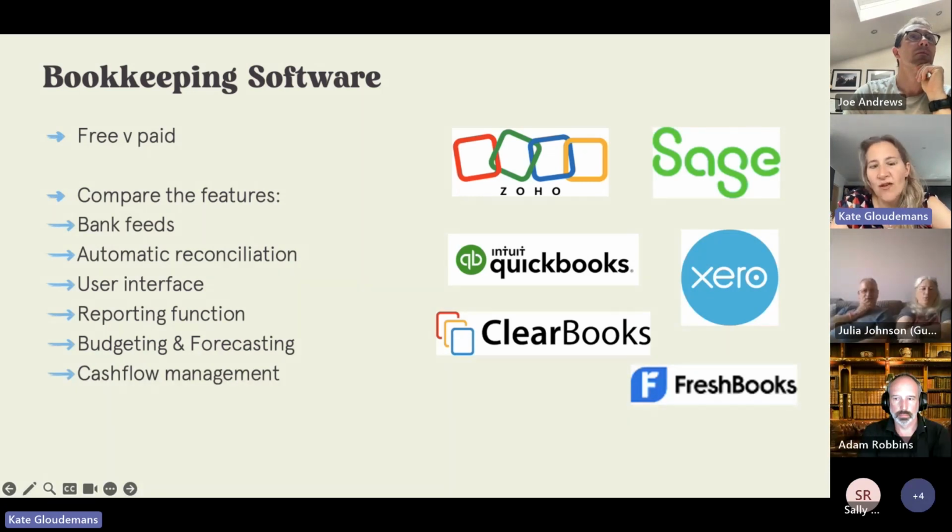Can you do reporting on there? Do you have the ability to budget and forecast? Again, that's not critical. A lot of people I know still do that in Excel. So it's not a be all and end all, but it's what's going to work for you. And once you've compared, always ask for recommendations. Speak to other people. What do they use? What do they like? What don't they like?